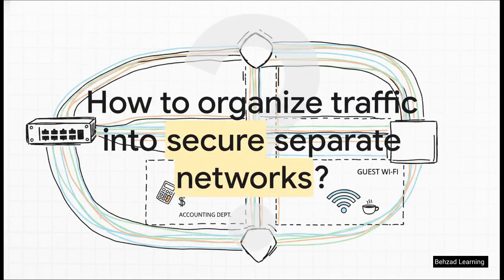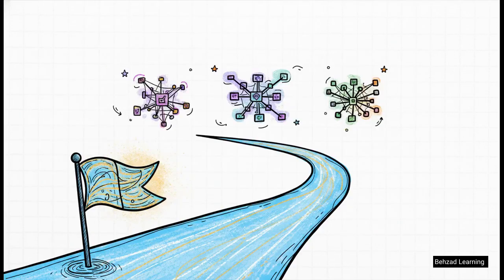Okay, our switch is finally back online, ports are up, data is flowing beautifully. But here's the thought for you. In a massive enterprise, you definitely don't want the accounting department's private data mixing in with the public guest Wi-Fi traffic, right? So how do we logically divide this one single physical switch into separate, fully isolated, secure networks? Next up, mastering VLANs, switching, and routing.